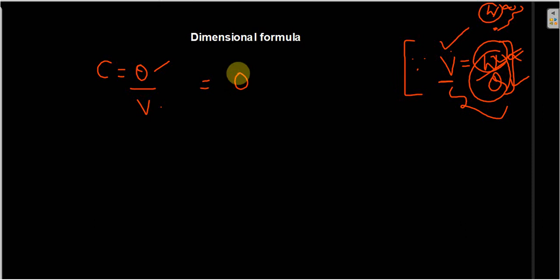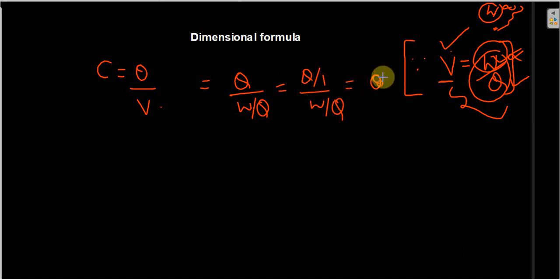So Q as it is, and substitute the value of V, that is W by Q. After solving you will get Q divided by W by Q, and that is equal to Q square by W. Now we have to substitute the dimension formula.